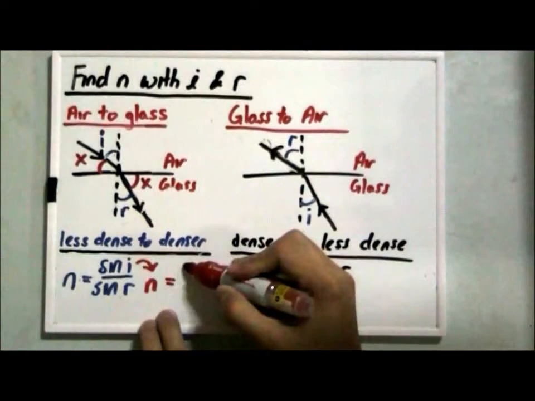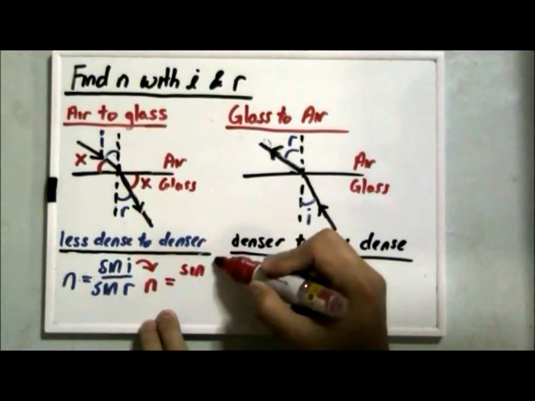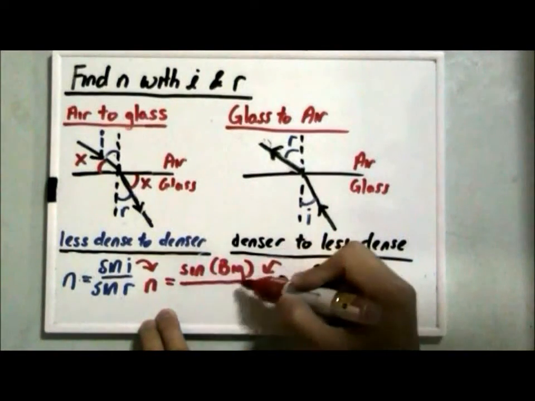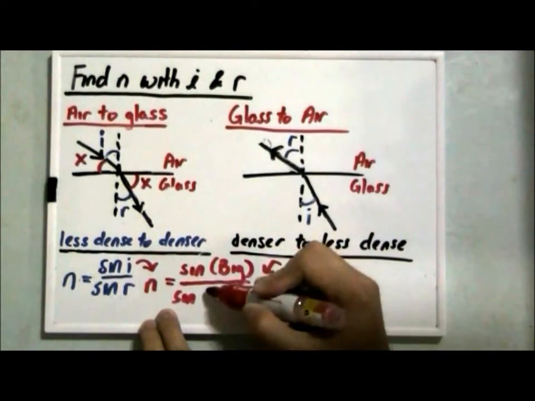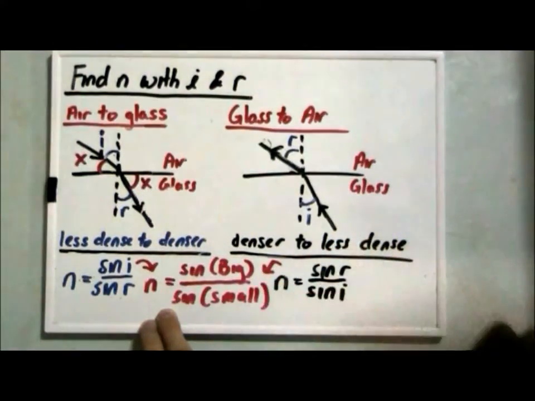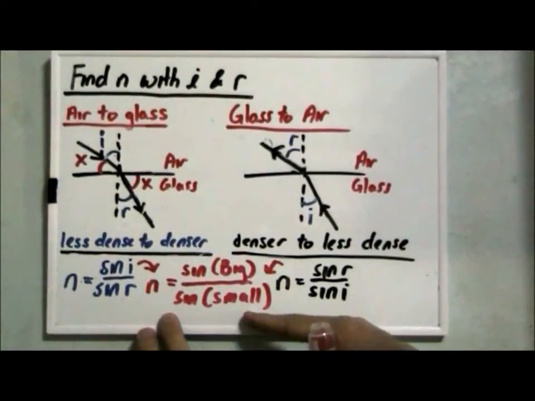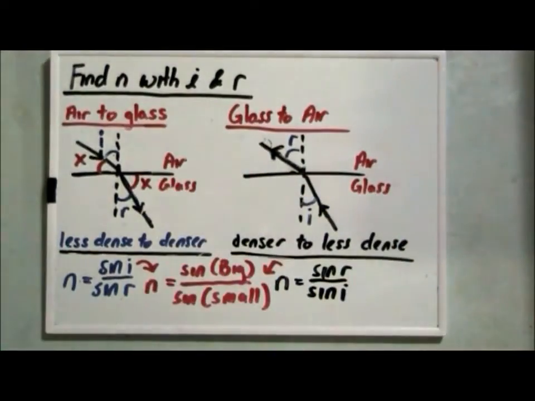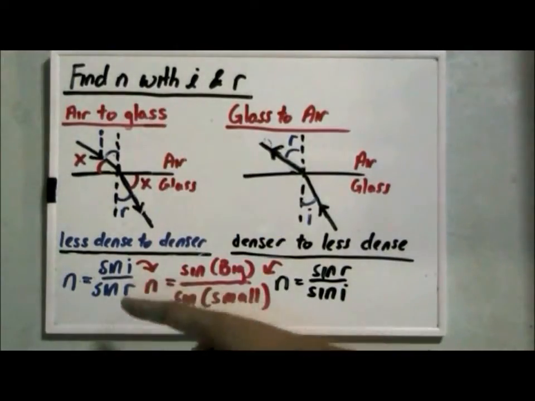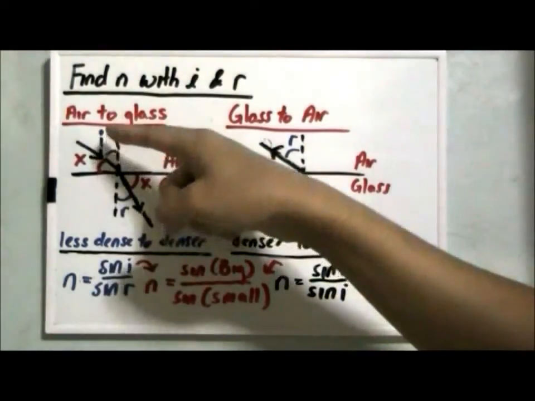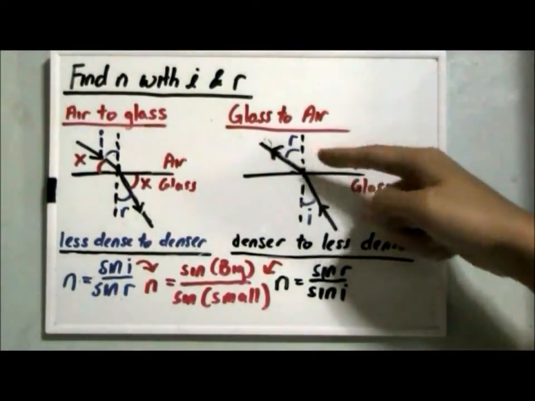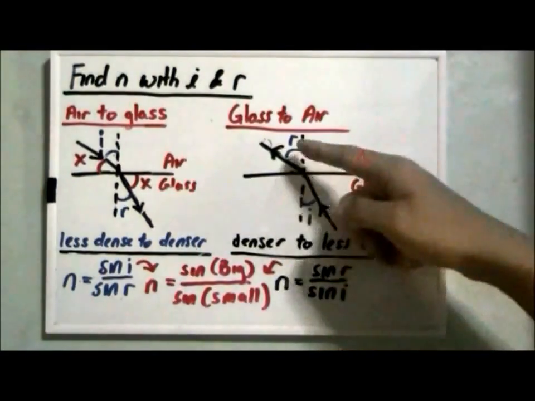equal to sine of the big angle over sine of the small angle. Let's try to make sense of this. Look at the light ray moving from air to glass. Angle i is bigger, so we say that refractive index is equal to sine i over sine r. And from glass to air, angle r is bigger, so we say that the refractive index is equal to sine r over sine i.